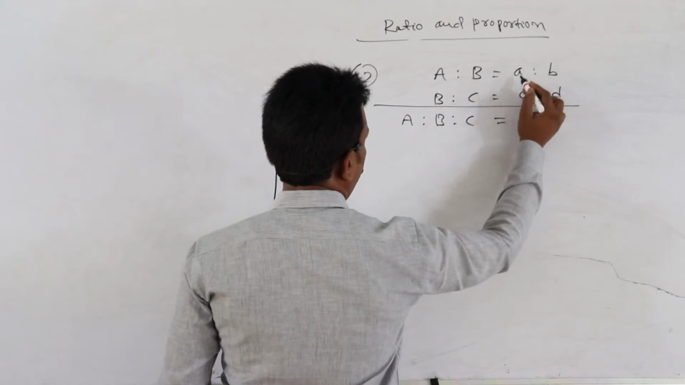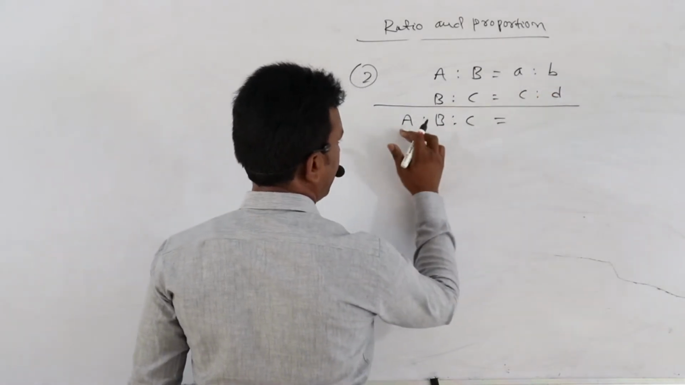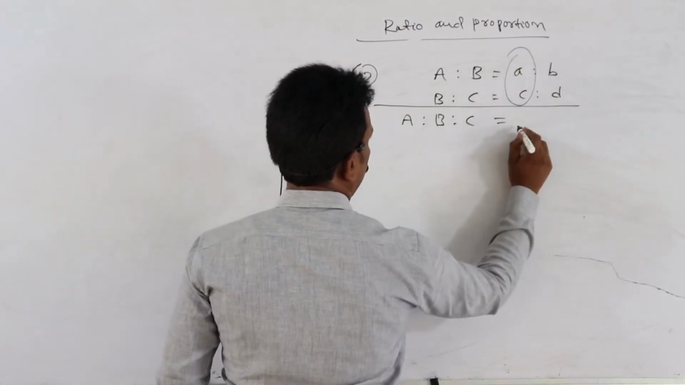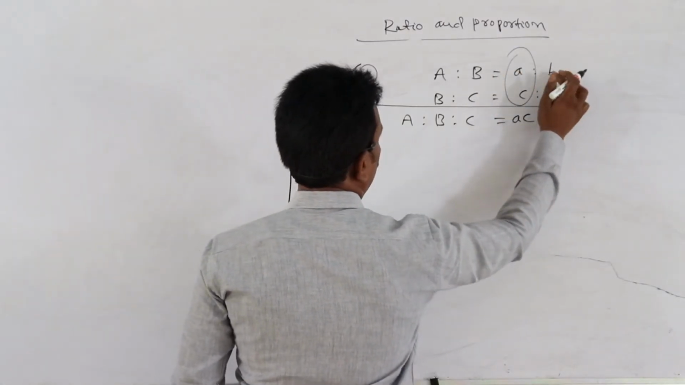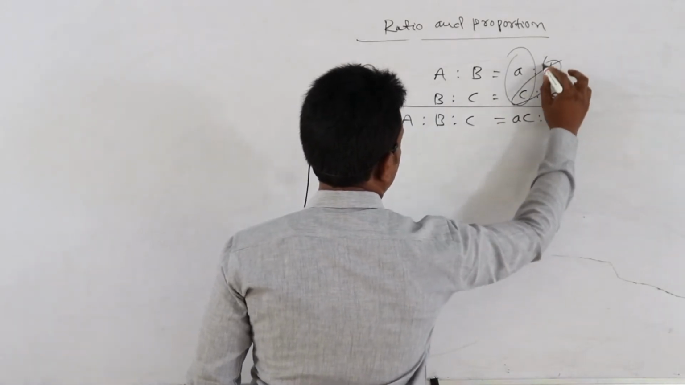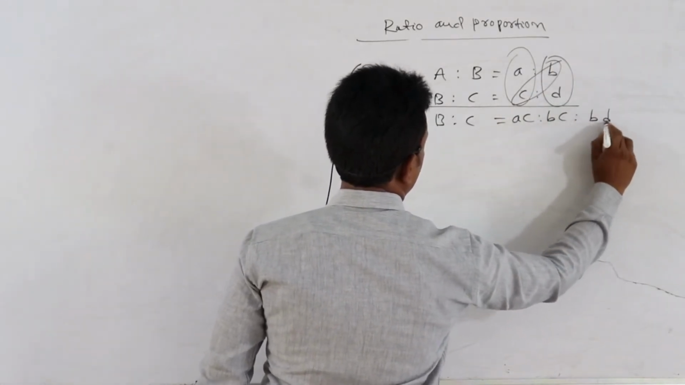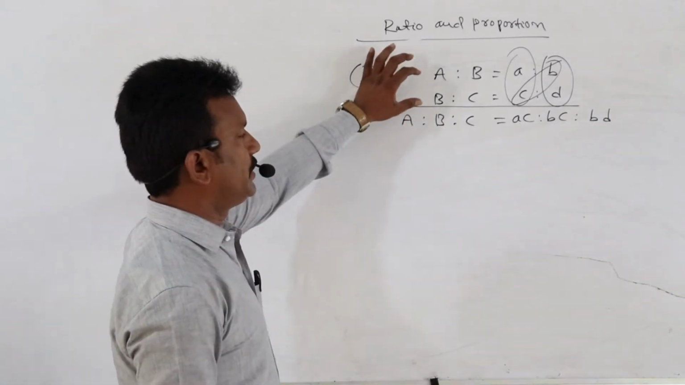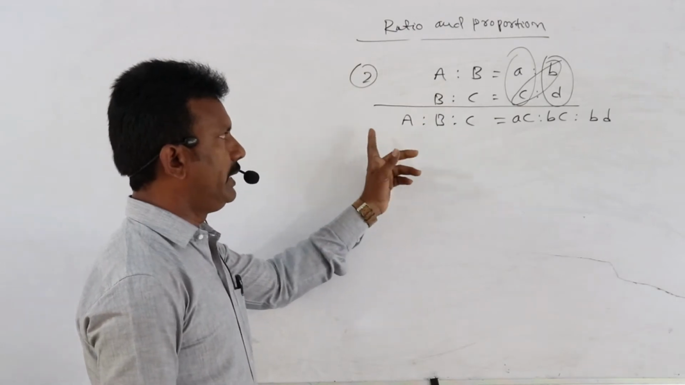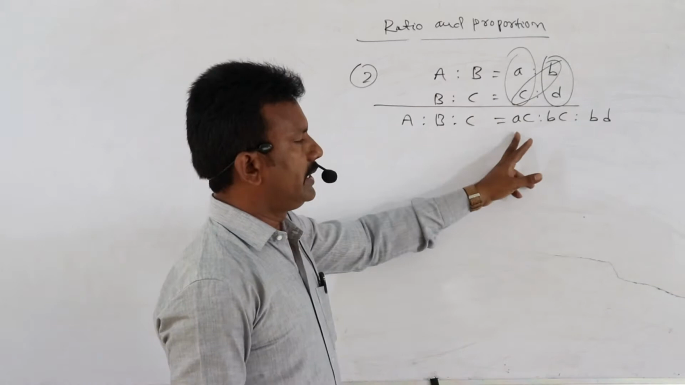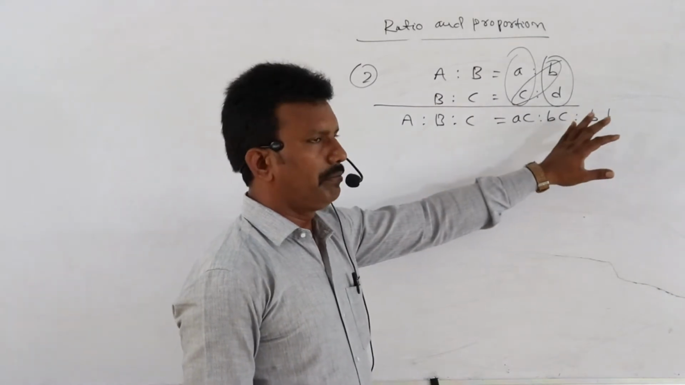We write A into C. The first part of A is to B is to C is defined as AC, next the second term BC, and the last one BD. So this is a simple shortcut. For two different ratios, we write a single ratio in three parts, A is to B is to C. That is defined as AC is to BC is to BD.